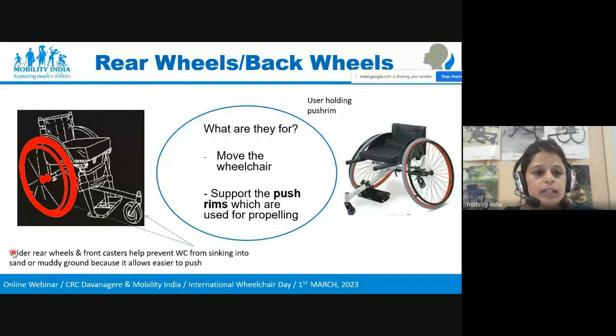Okay, so for these rear wheels and caster wheels, the wider they are, the more they prevent the wheelchair from sinking, especially when moving on sand or muddy areas, because it allows easier pushing.